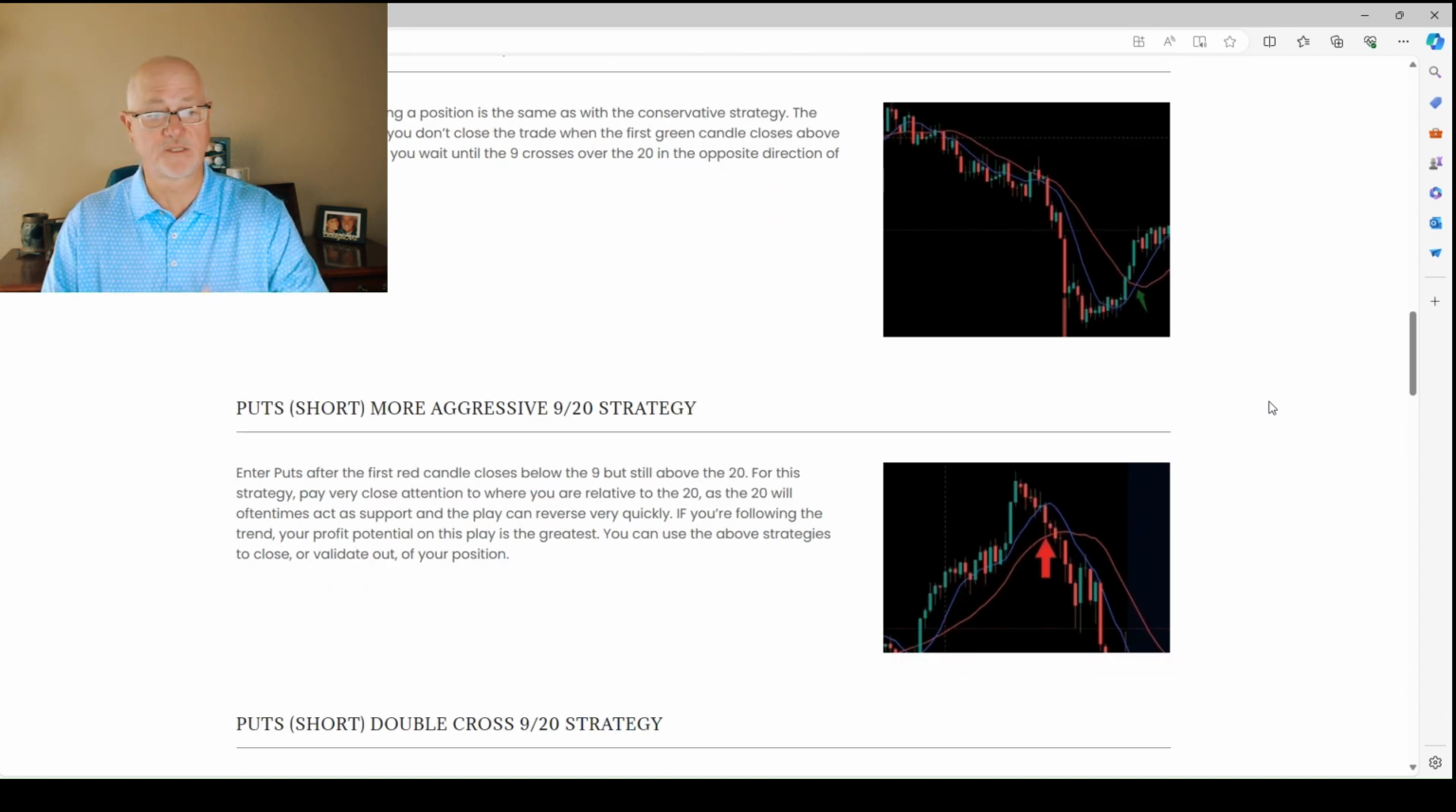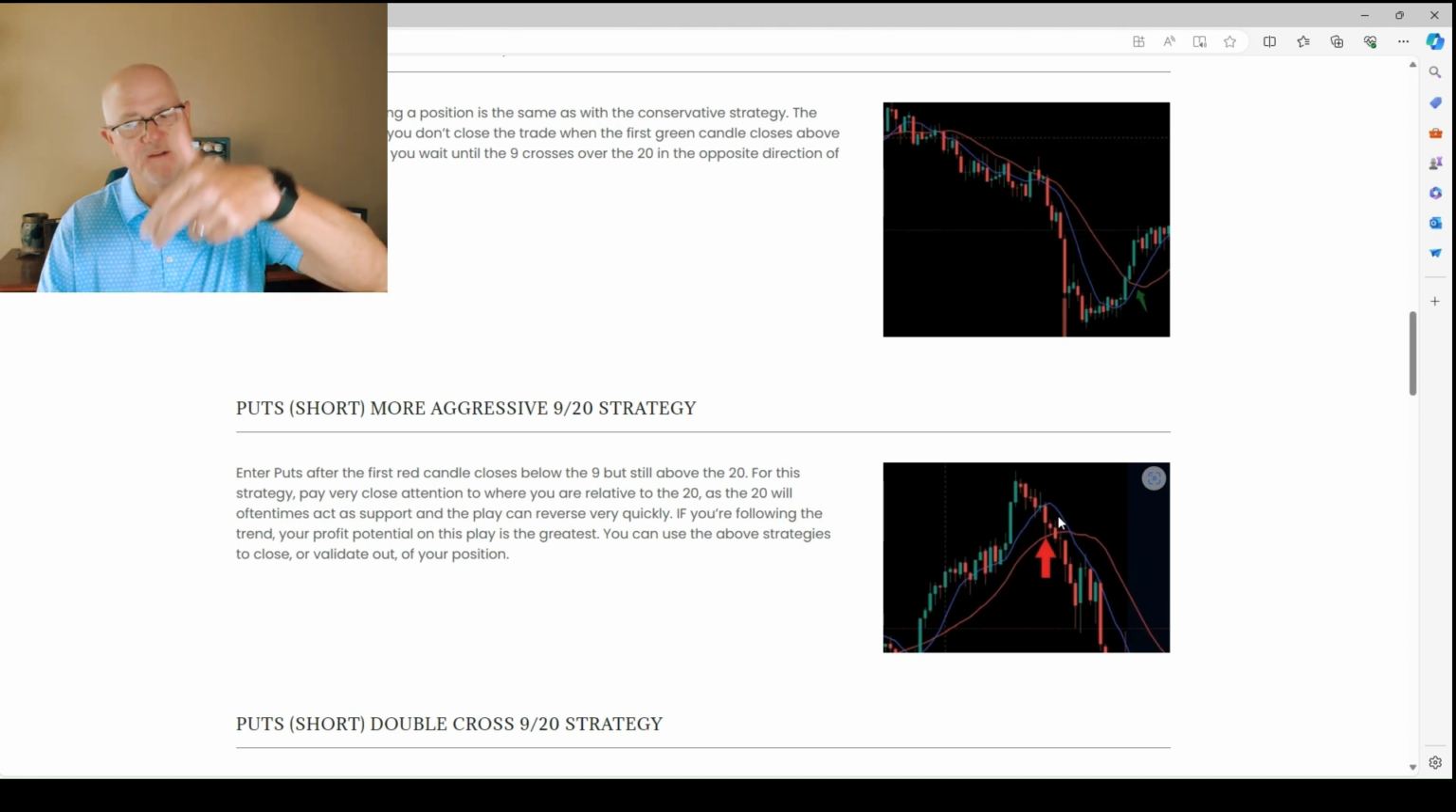Now, the puts, what are we doing for puts? We're using the same thing, the more aggressive strategy. Again, it's like the call strategy. Remember the fishtail. So we got the fishtail back to the downside. Okay, so you take that position when you get a candle close between the 9 and the 20. So again, just like this right here, your candle is closing below the 9 but above the 20.